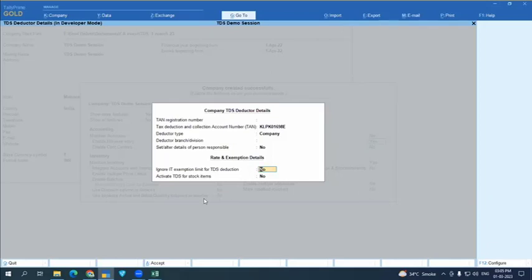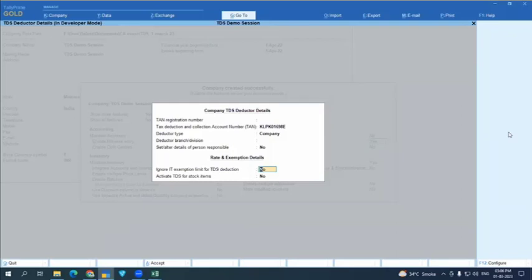See, ignore IT exemption limit means suppose you want to deduct TDS on each and every bill, each and every invoice, which is liable for that service and that party. Means consultancy service, labor charges, security charges, interest, whatever. But you don't want to maintain threshold limits. Like, if a certain limit is there, then TDS is applicable. Like 194J is the section for professional fees, and the threshold limit is 30,000.